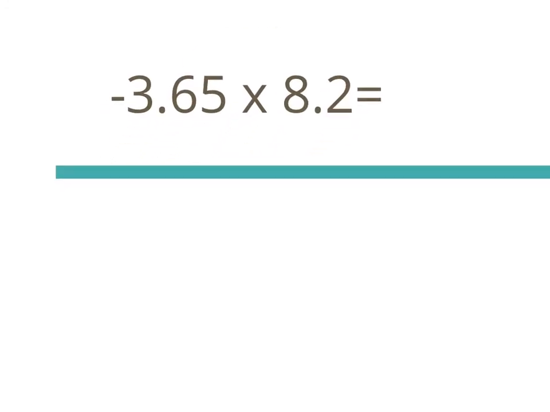Similar numbers. I was thinking, is that the exact same problem? Okay, write this one down. If you want to go ahead and write it to work it, I'm okay with that, but make sure you include the negative. So negative 3.65 times positive 8.2. Do I need to line up the decimal point? Nope.